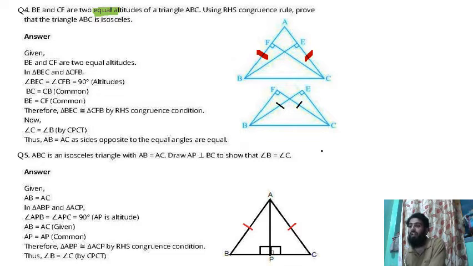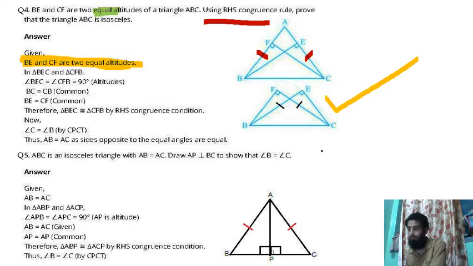Now the condition is that you have to only use RHS congruence. So let's see how I have done that. In the given, I have written BE and CF are two equal altitudes. Next thing, in triangles BEC and CFB, where are the triangles? I have drawn them separately over here. I have given two triangles. One is called BEC and the other triangle is this one, BFC. These are the two triangles which I have mentioned here.